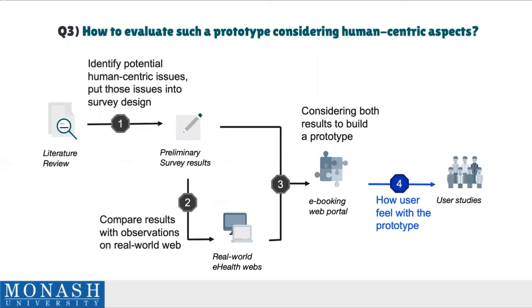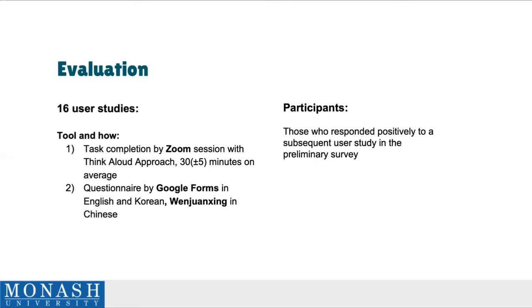To answer question 3, how to evaluate such a prototype considering human-centric aspects. We performed 16 user studies with participants from different demographic backgrounds to investigate the accessibility of the prototype. Those participants were the ones who answered yes to attending a further user study in the preliminary survey. The user study was conducted via different Zoom sessions and held for 30 minutes on average.